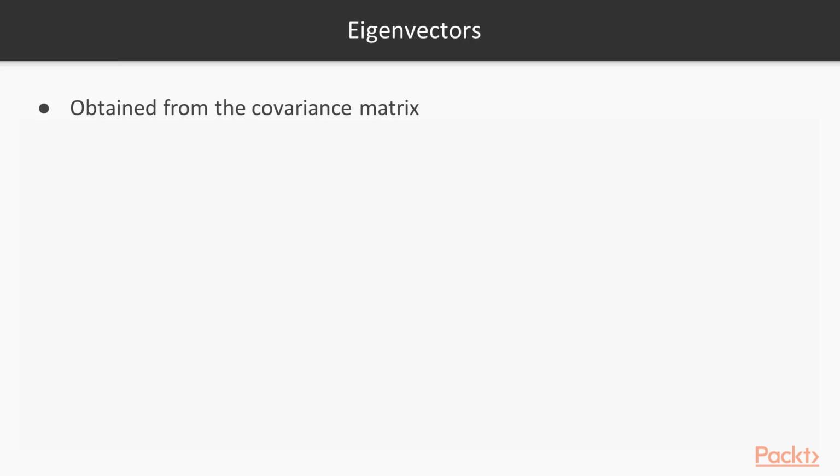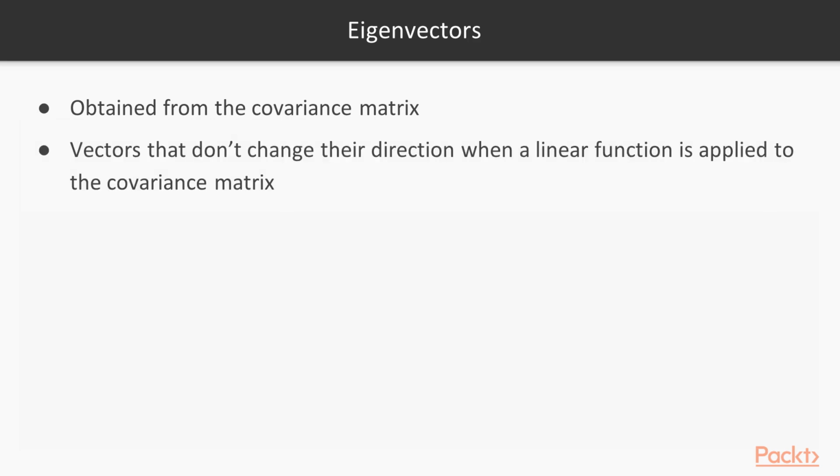So eigenvectors are a concept of linear algebra. It comes under a technique called singular value decomposition. We are not going into details of that, but just to give you an idea, eigenvectors are vectors or arrays that don't change their direction when a linear function is applied to the covariance matrix. So we apply a linear function to the covariance matrix that we obtained, and there are algorithms for obtaining the eigenvectors, and we get a set of vectors. So eigenvectors are a property of a specific matrix in question, and in this case it is the covariance matrix.